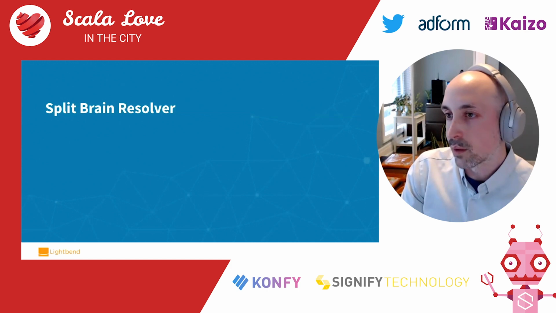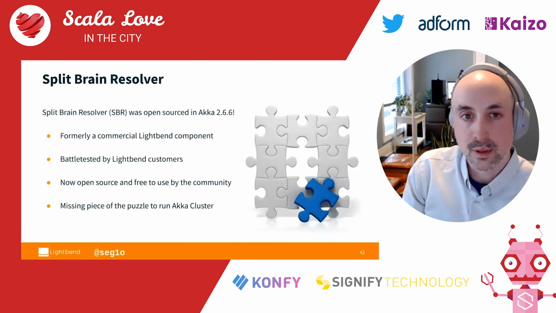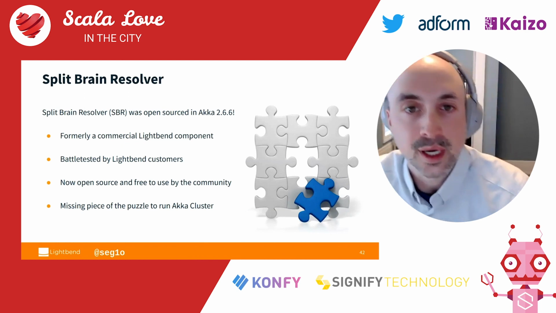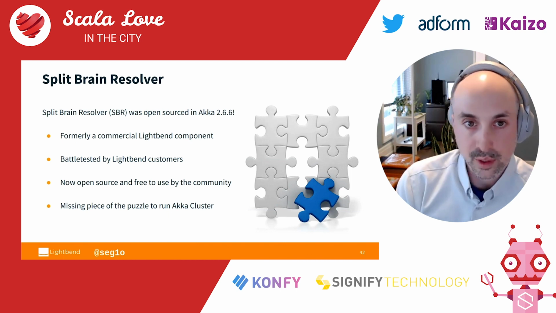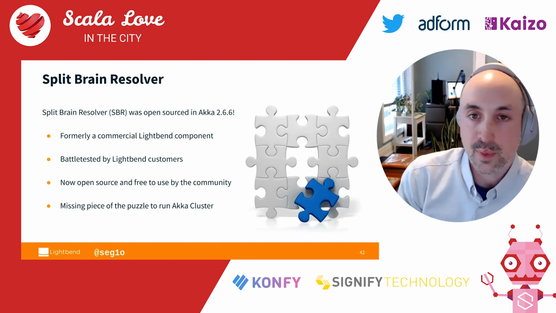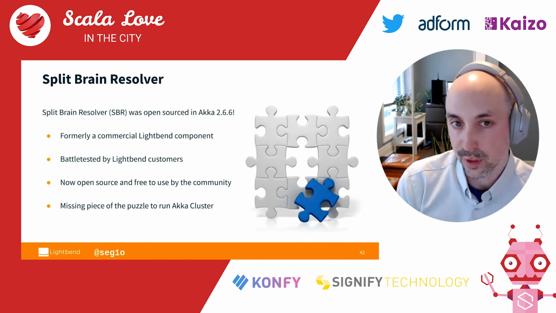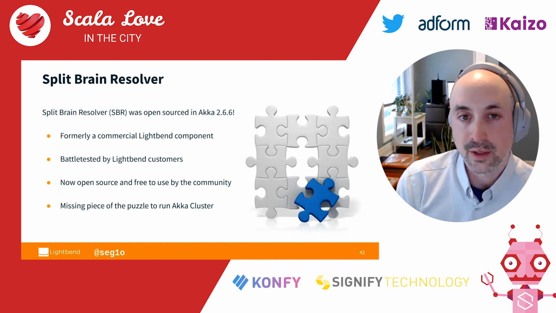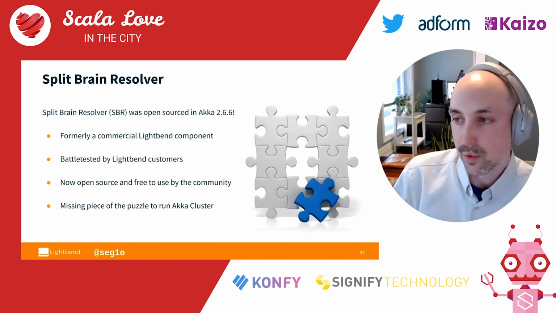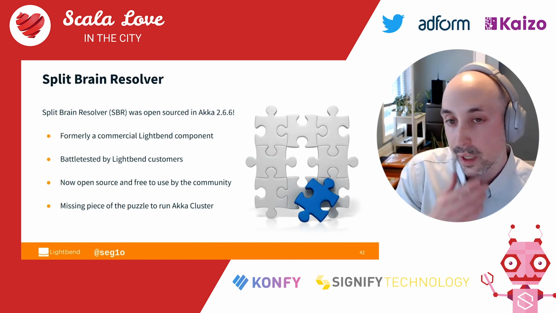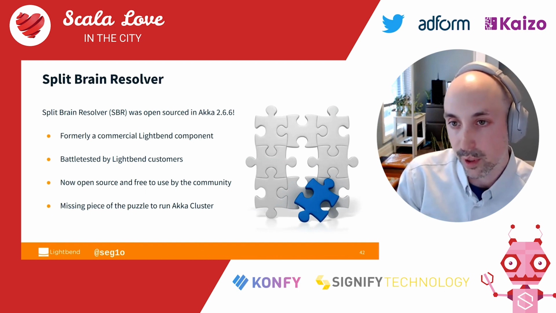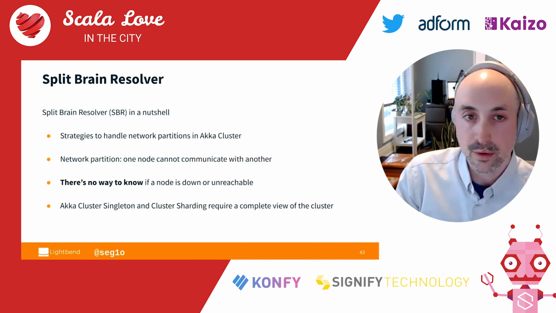And the last big thing I'm going to cover is a split brain resolver. So this isn't a new feature, but it's something we open sourced recently. The split brain resolver is sort of the missing piece of the puzzle when running Akka Cluster in a production environment. It provides a set of strategies that have been battle tested by Lightbend customers over a number of years. And it was commercial for a long time, but for a number of reasons, we decided, for the good of the Akka community, we'd open source this component and make it free for everybody to use.